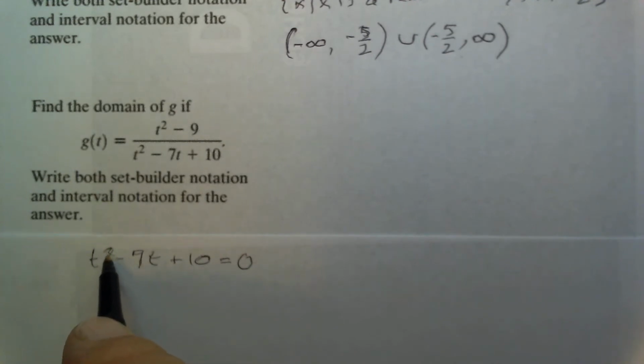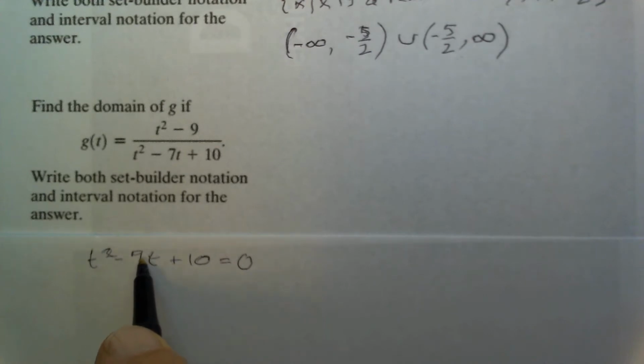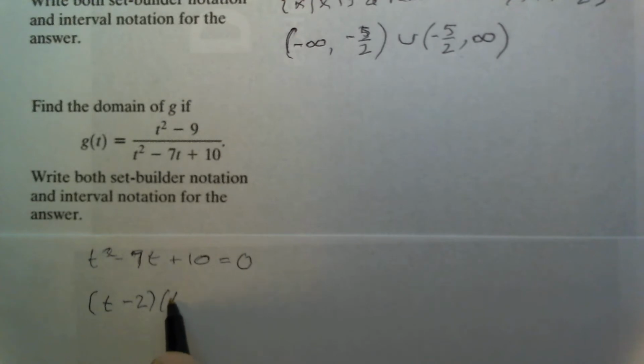So this, of course, is a quadratic equation. And one way we know how to solve quadratic equations is by factoring. So when we factor this, this would be t minus 2 times t minus 5 is equal to 0.